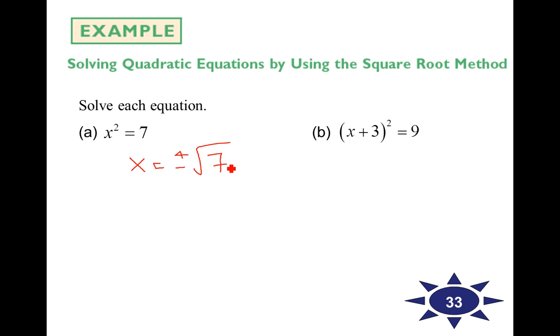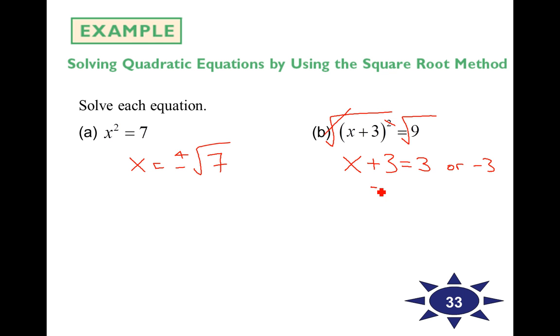Let's see what happens on an equation where it's not just x by itself, though. x plus 3 squared. So here's what we're going to need to do. We're going to square root both sides. The squared and the square root cancel, so on the left, we're left with x plus 3 equals, now here's where it gets a little tricky, 3 or negative 3.